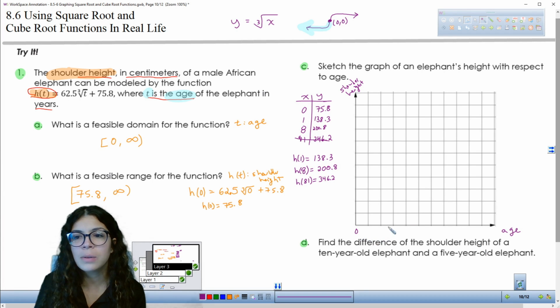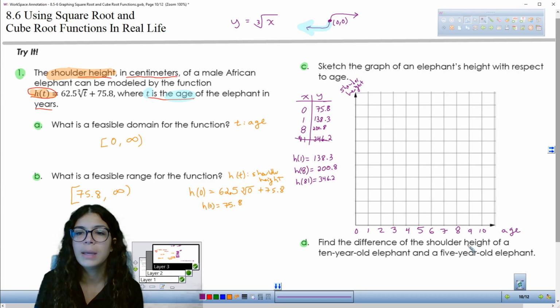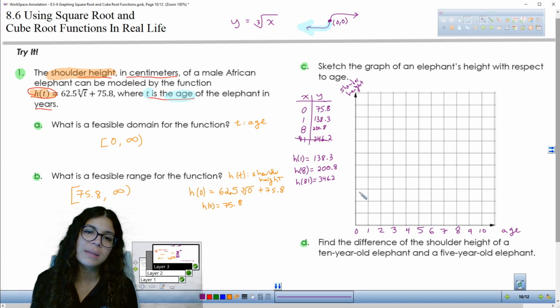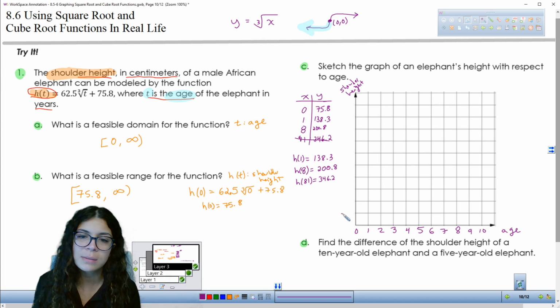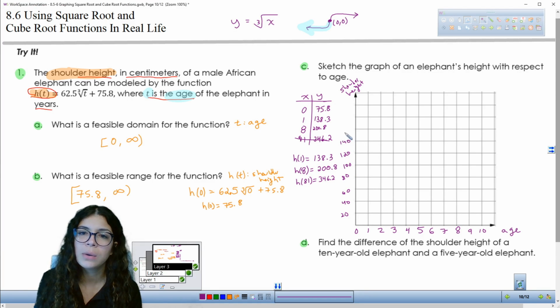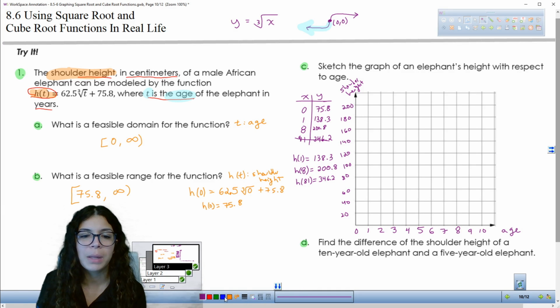So I have 0 to 8. If I label this by ones, I just want to make sure that I will get to 8: 5, 6, 7, 8. Perfect. 9, 10. And then on the y-axis, I have to go all the way up to at least 200. So if I go up by 20s, does that work? 20, 40, 60, 80, 100, 120, 140, 160, 180, and 200. Yeah, perfect. So now I can go ahead and plot my points.